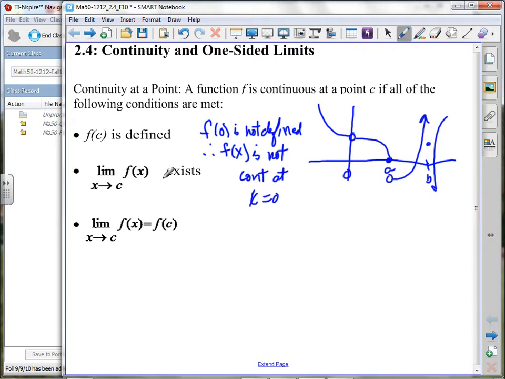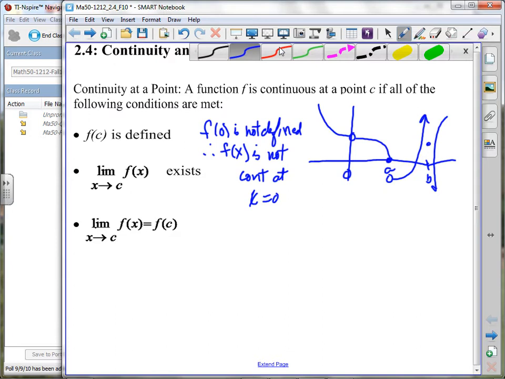The next one says the limit exists. So we have these three criteria, these three conditions, and all three have to be met. The function has to have an output value at the point. If it doesn't, it's not continuous. We're done. If the function is defined at a point, but the limit does not exist, then it's not continuous. So let's move over to this point here. Is the function defined at a? Yeah, I've got a dot there. So the function is defined at a. Does the limit exist?